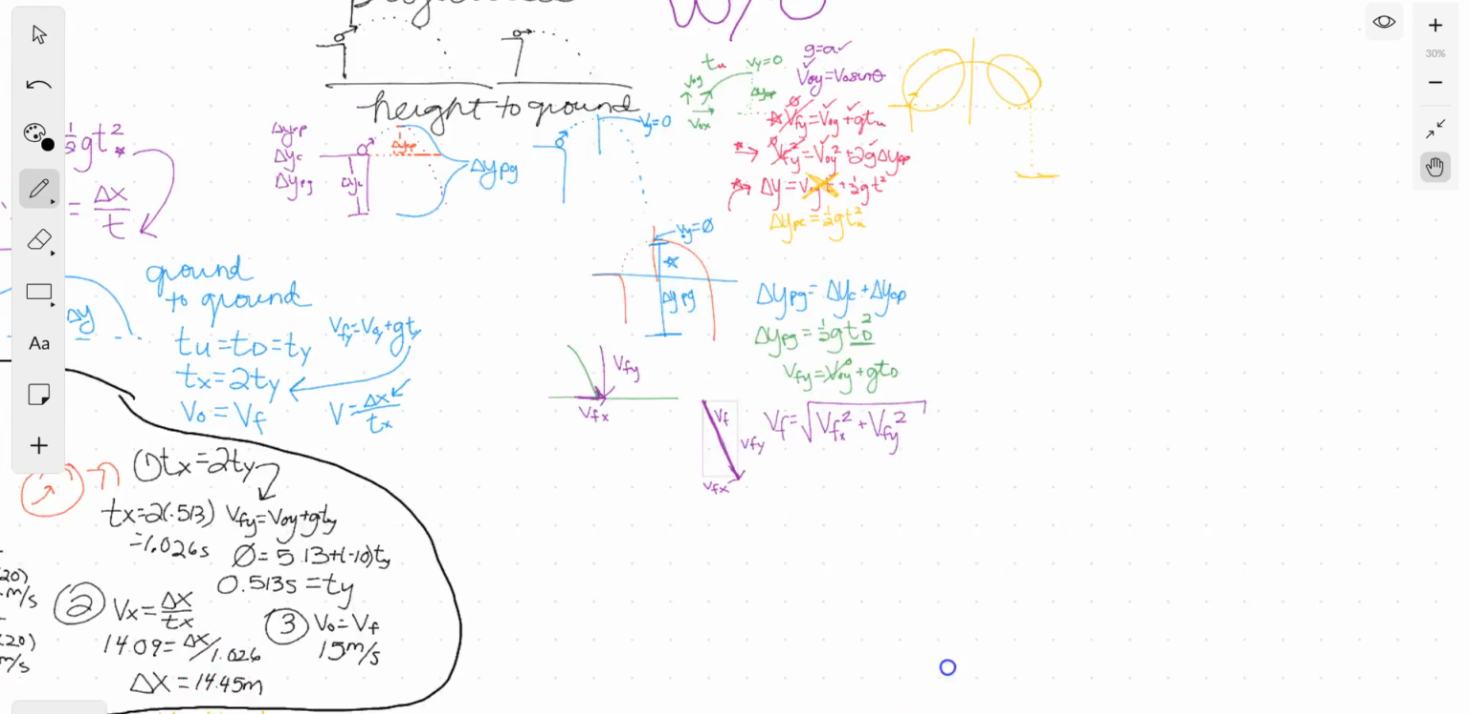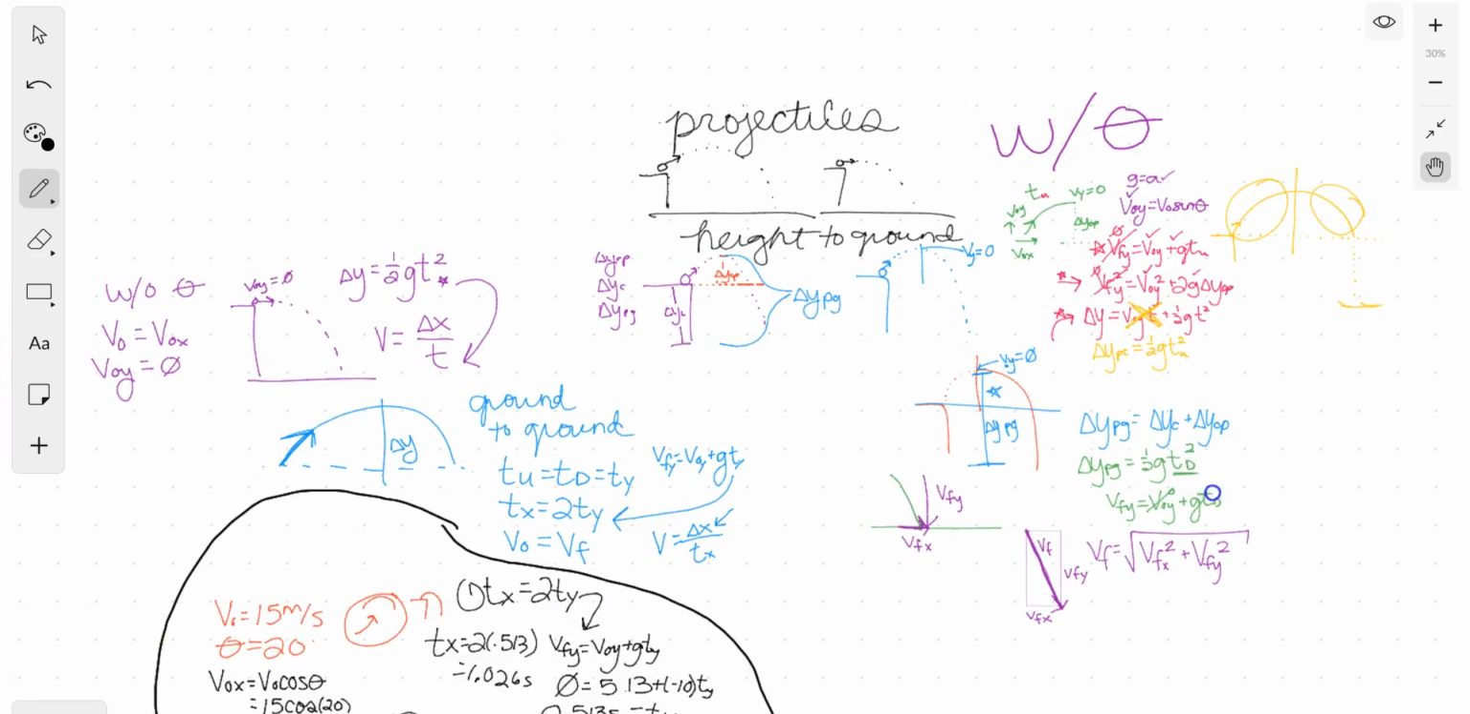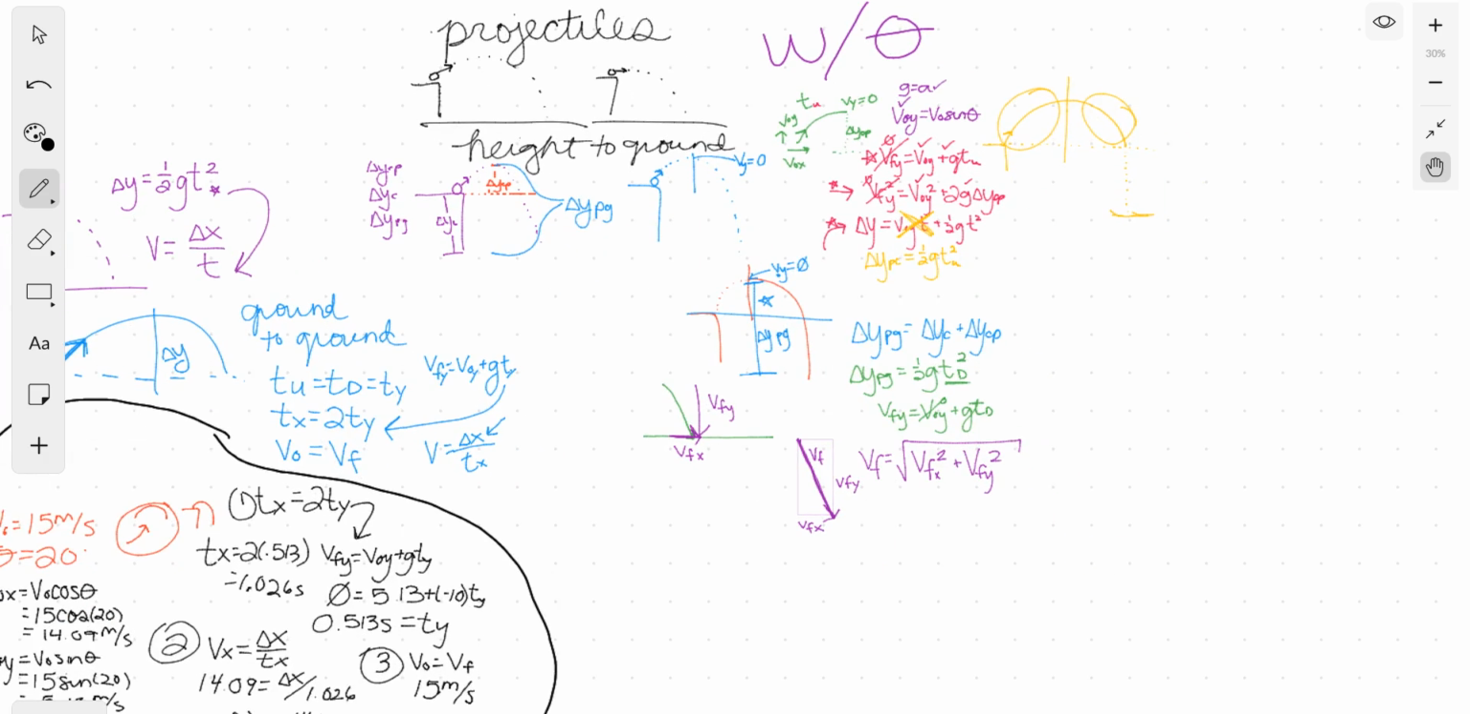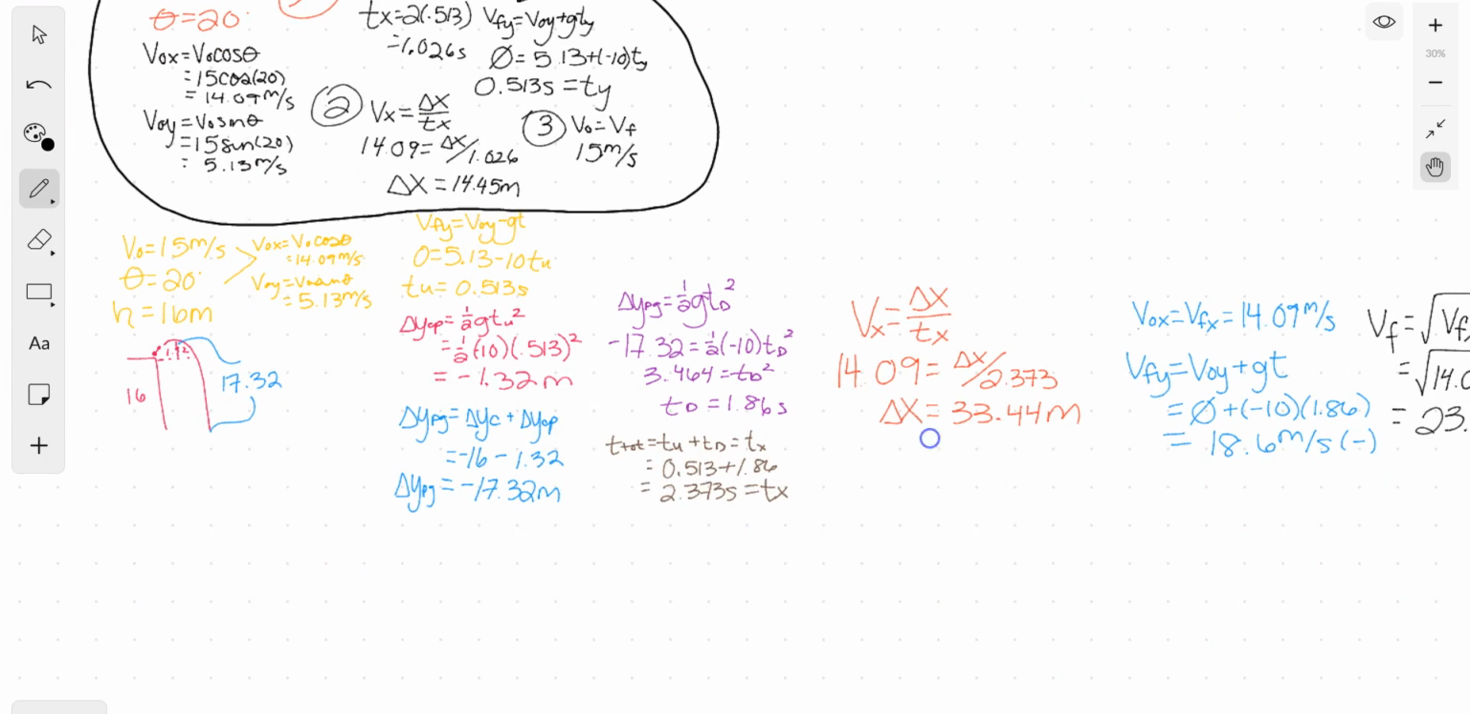All right, so there's a problem. There's a couple more notes up here. And that is, quite honestly, really all there is for projectiles besides more practice. So good luck with that. If you have more questions, just let me know.